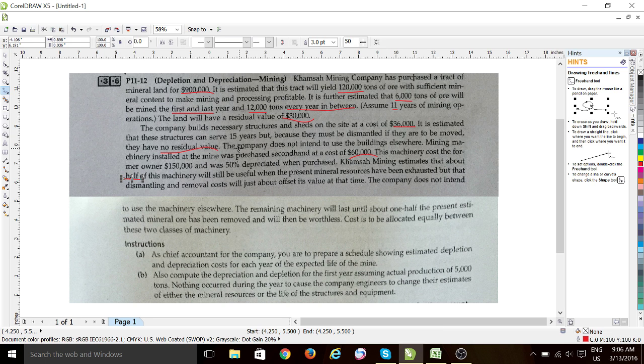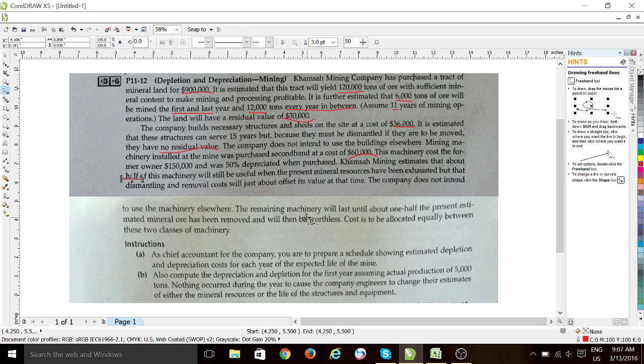And then because the company does not have the intention to move the machinery elsewhere, and it is a tangible asset, we depreciate it too instead of depletion. And then the remaining machinery, the other half, will last until about one-half the present estimated mineral ore has been removed and will then be worthless.